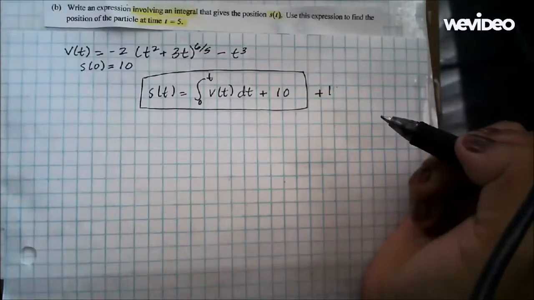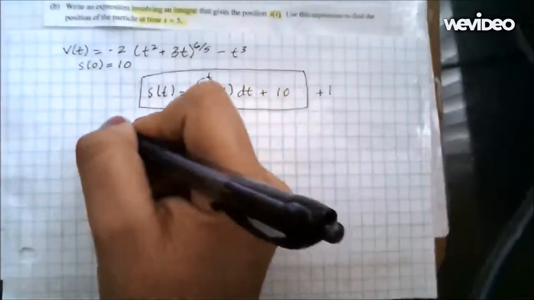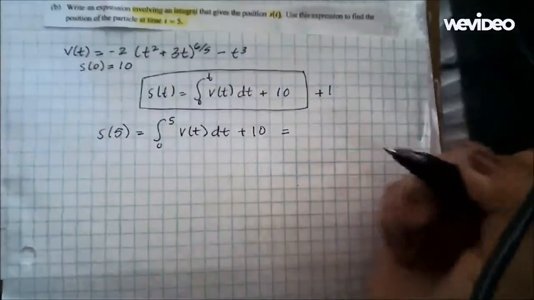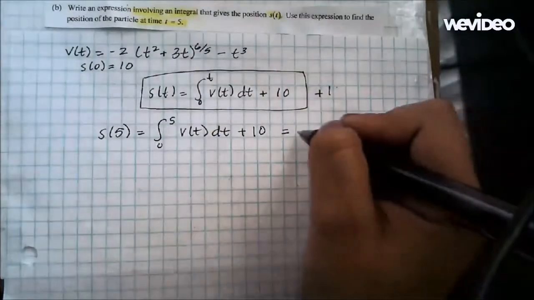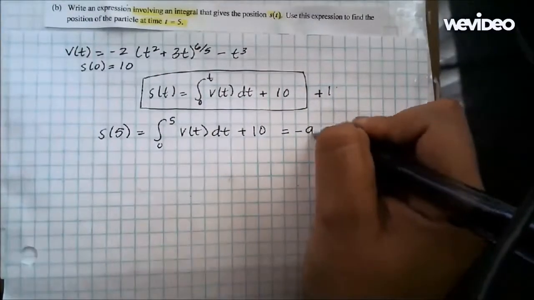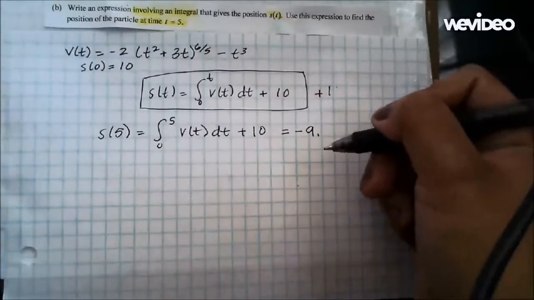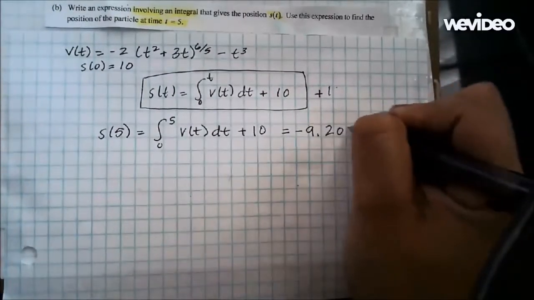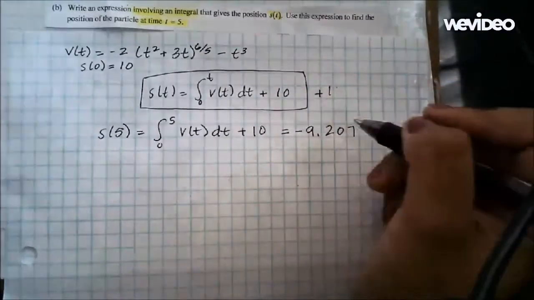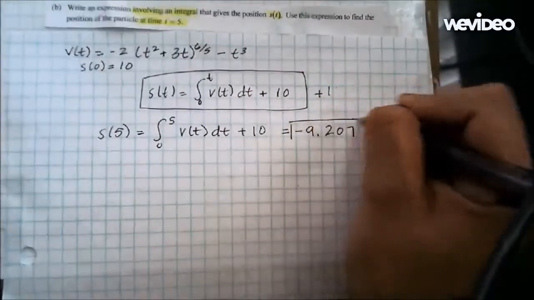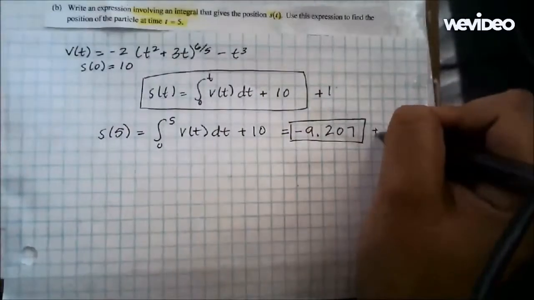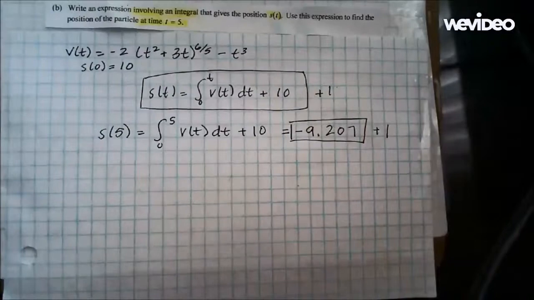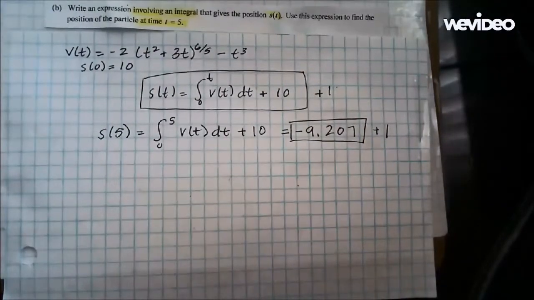Now, we need to plug in our desired time, 5. And now, we solve for another easy point. S of t at time equals 5 is negative 9.207. This nets us another point. Now that we're done with B, let's move on to C.